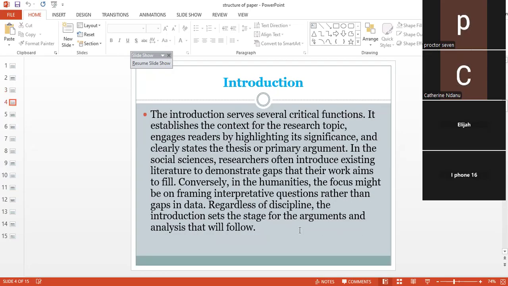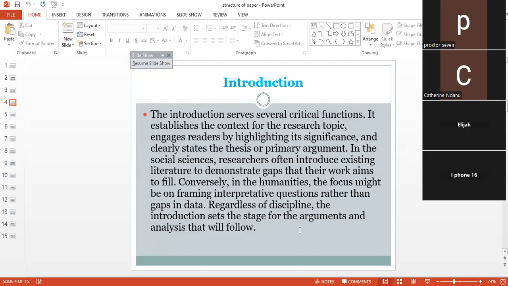Then we have the introduction. The third important section is the introduction. It serves several critical functions. It establishes the context for the research topic. So you must give us the context of that research topic, the background of it. If you are talking about psychoanalysis, you must go into the background to show us the different scholars that have talked about psychoanalysis, when it began, and the trajectory that psychoanalysis is taking.